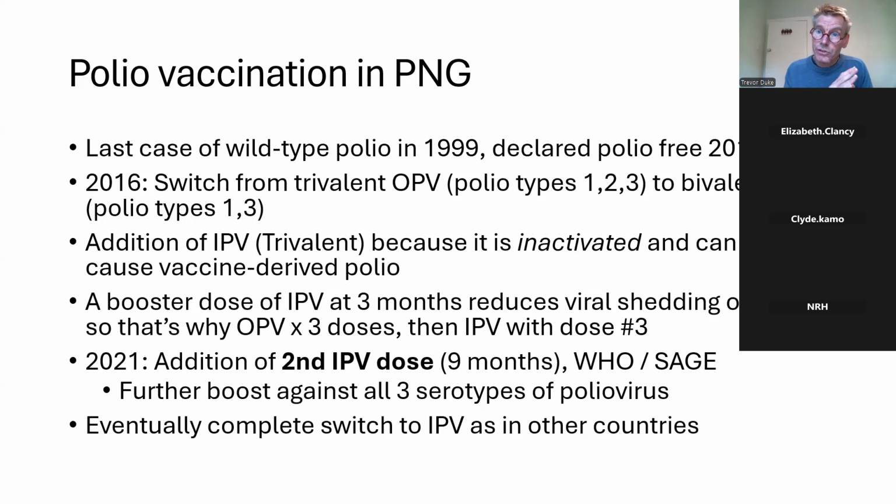So countries where there's no circulation of vaccine-derived poliovirus have changed to just IPV. In Australia now, children just get hexavalent, which includes IPV. Most countries in the world are just giving IPV, not OPV. Eventually, there'll be a complete shift to IPV, as in many other countries.